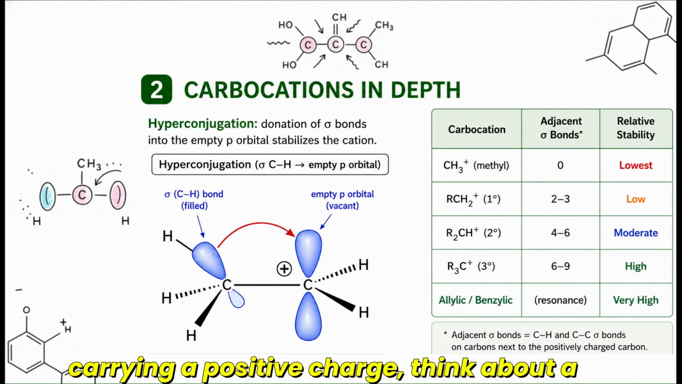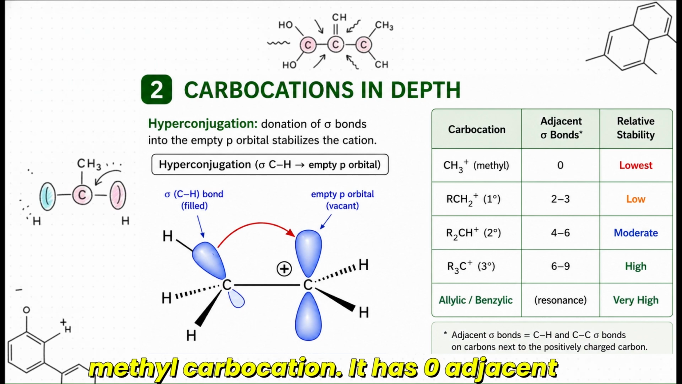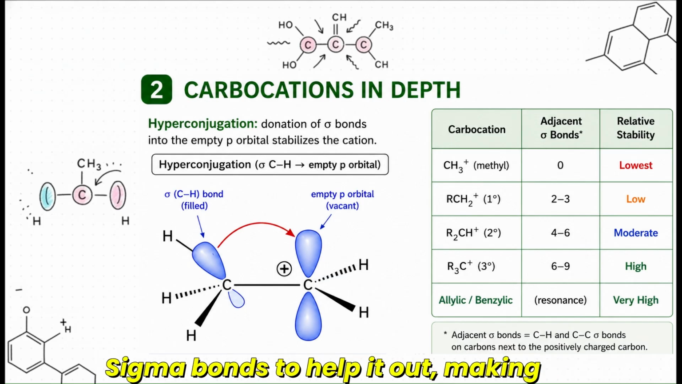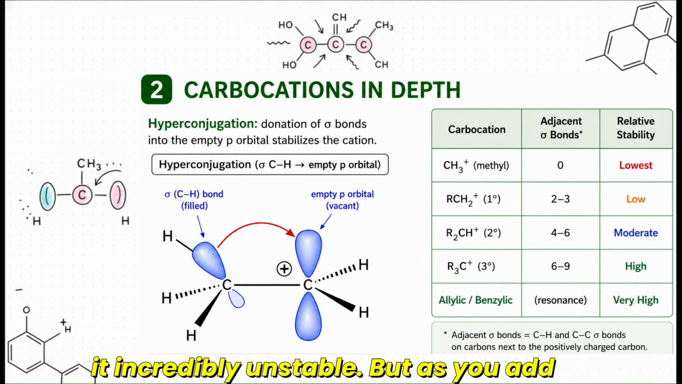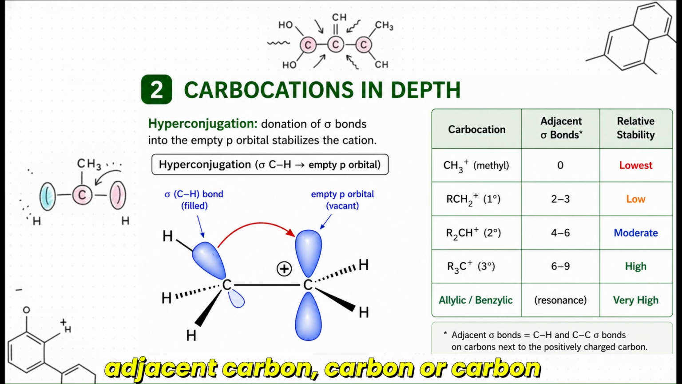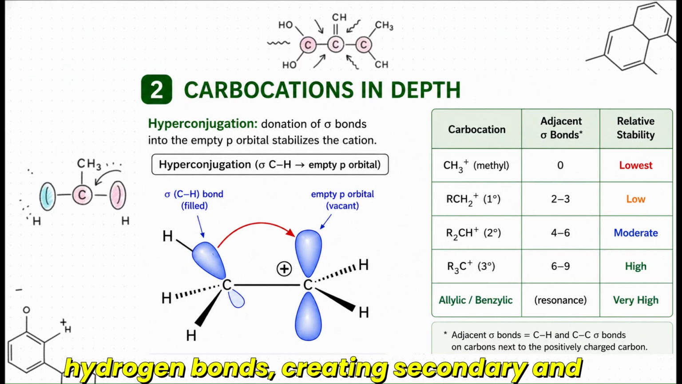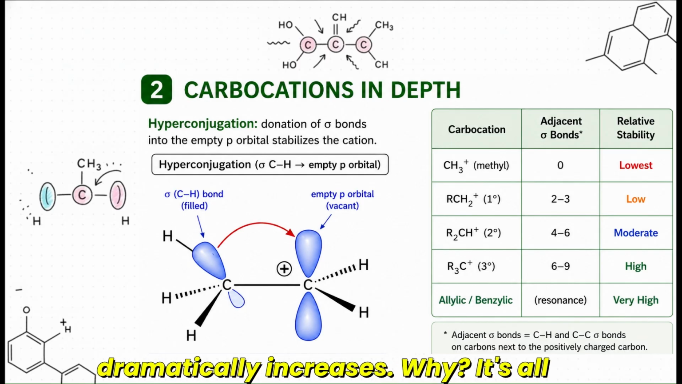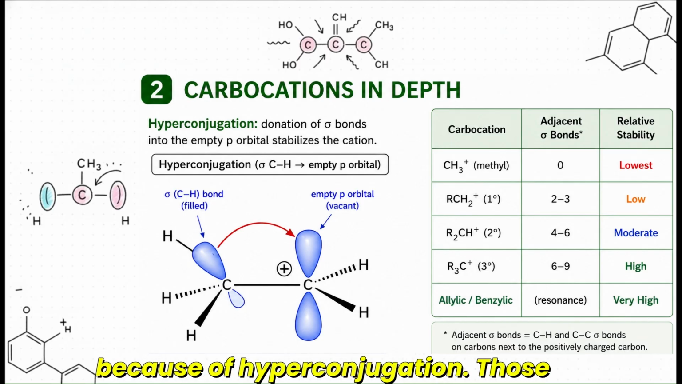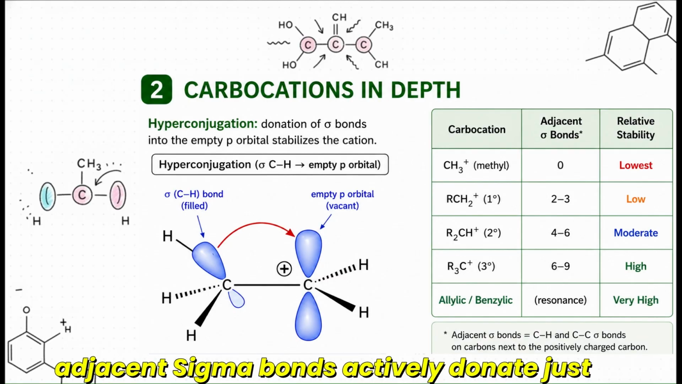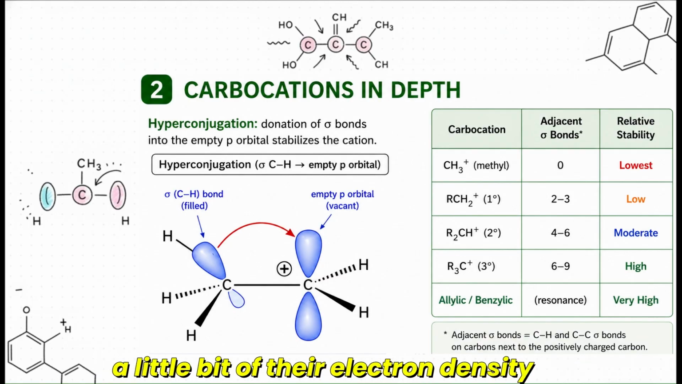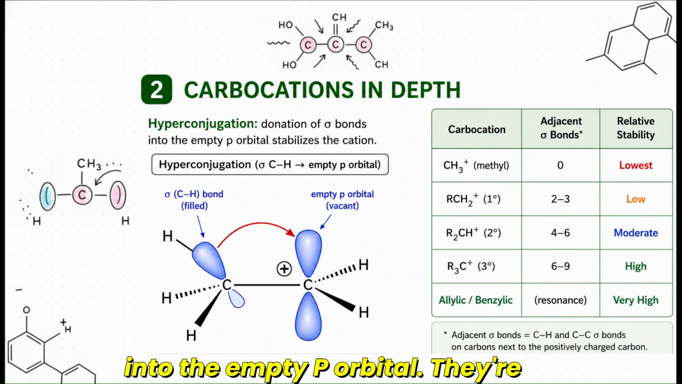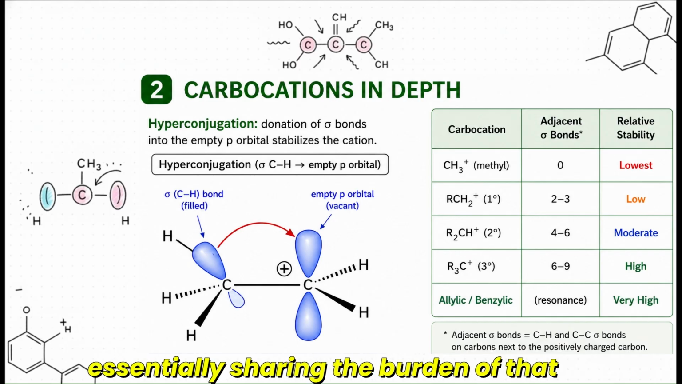Think about a methyl carbocation. It has 0 adjacent sigma bonds to help it out, making it incredibly unstable. But as you add adjacent carbon-carbon or carbon-hydrogen bonds, creating secondary and tertiary carbocations, the stability dramatically increases. Why? It's all because of hyperconjugation. Those adjacent sigma bonds actively donate just a little bit of their electron density into the empty p orbital. They are essentially sharing the burden of that positive charge.